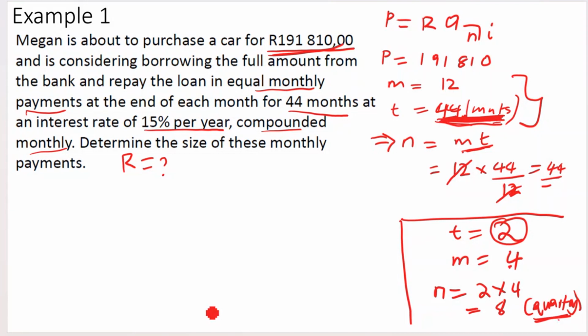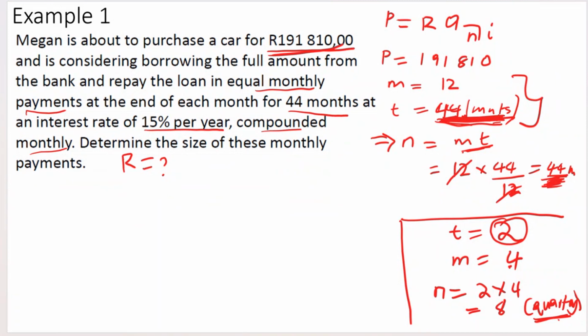But with this one, we are already told it is 44 months. It's already been converted for you, so you don't want to be reconverting again. You'll be making errors, getting into a circular argument, if you use 44 over 12. That's what I wanted to highlight. We are looking for our R. This was an example. Our N is 44.